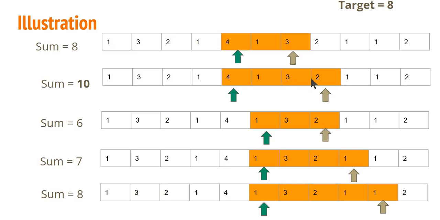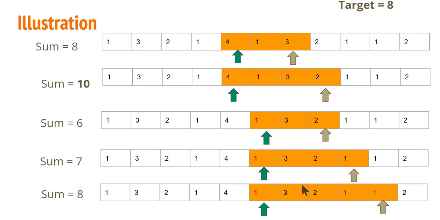This becomes 10. 10 is more than the target. Time for me to contract the window. So this is 6 now, less than the target, so I expand the window. That becomes 7. Less than the target still, so I expand the window, and this is 8. So now look here. This is 5 contiguous items adding up to 8, the target.